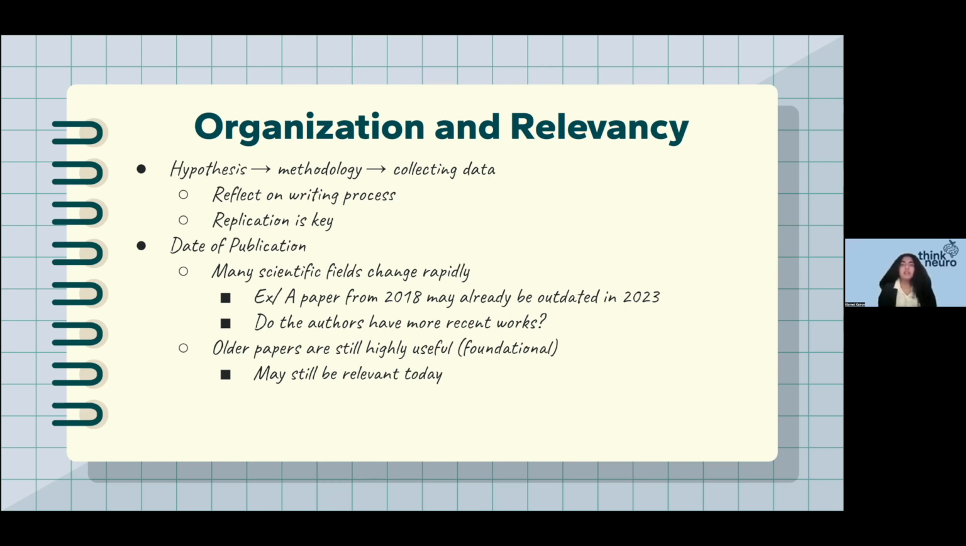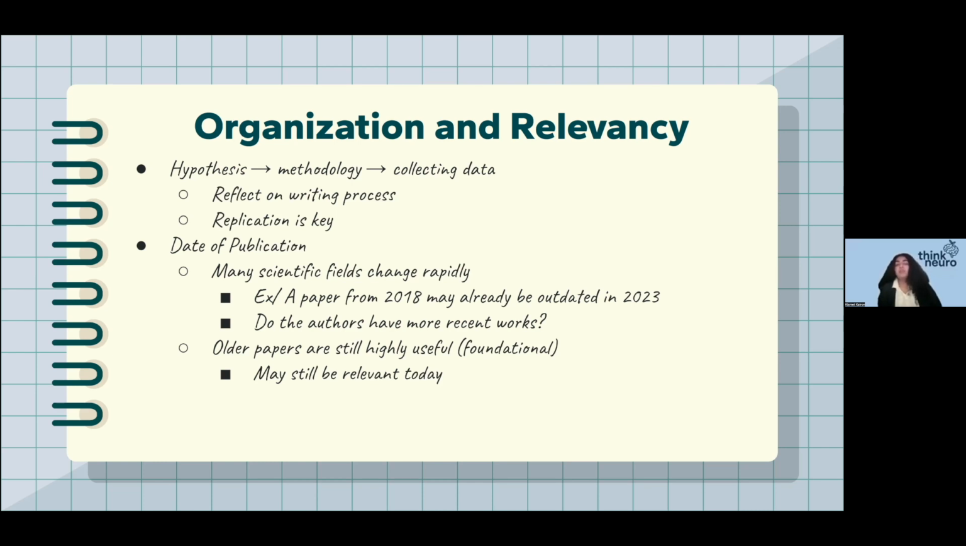And next is about relevancy. So how relevant is an academic journal? Many scientific fields change very rapidly, so a paper from 2018 may already be outdated in 2023. So I would recommend looking to see, do the authors of that work have any more recent works? And typically they have more recent works on that topic.